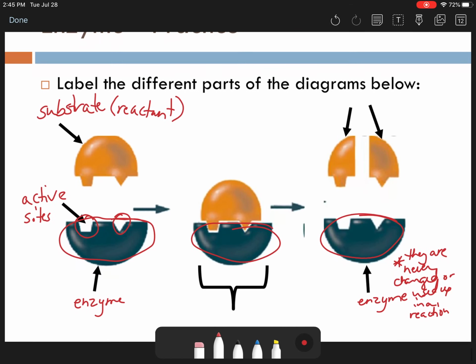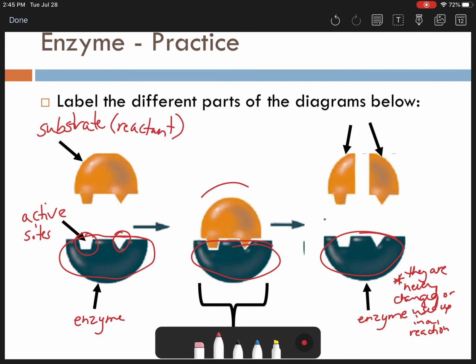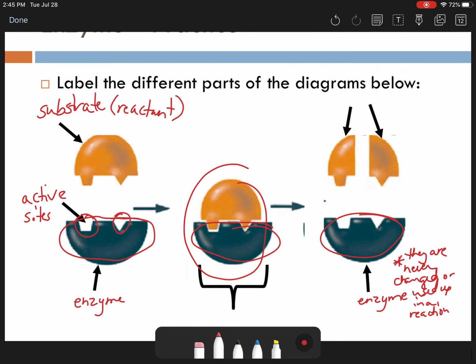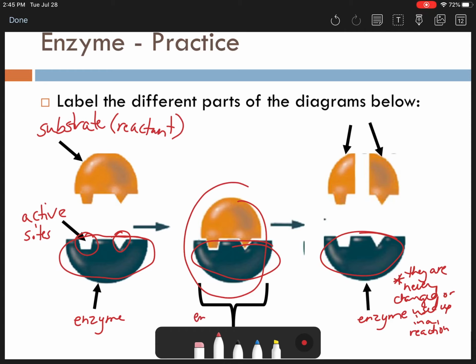Once we have all of this together, once we have all of these joined together, this is called the enzyme substrate complex. Okay? And then what do we have at the end here? What do we call these 2 parts? That would be your products. That's what's released here at the end.